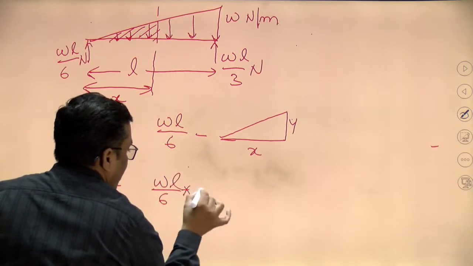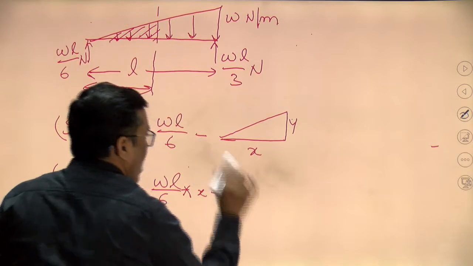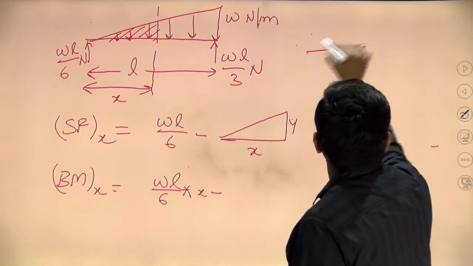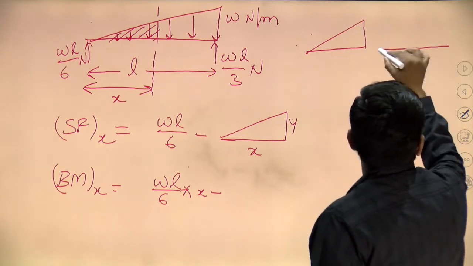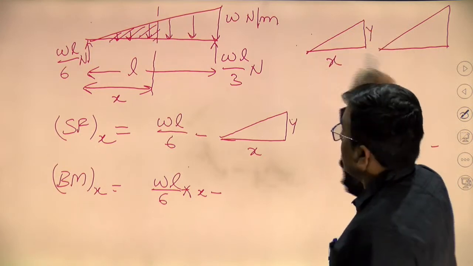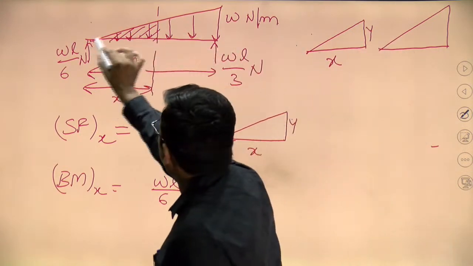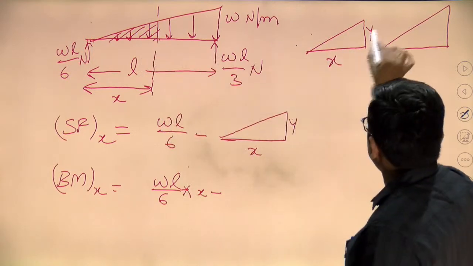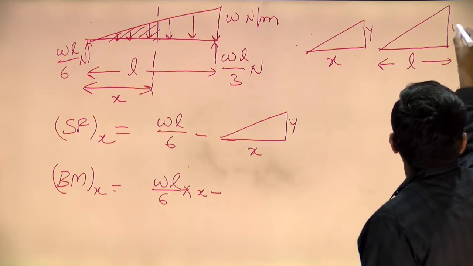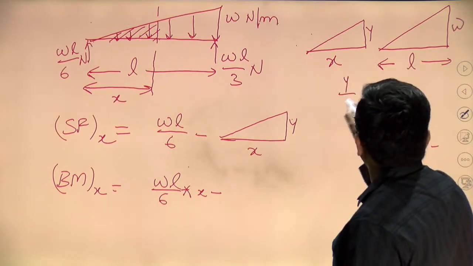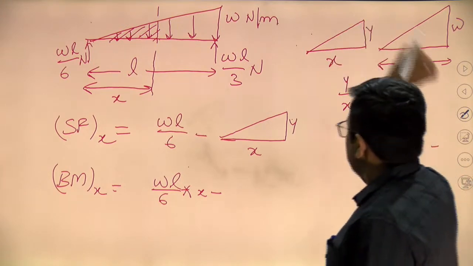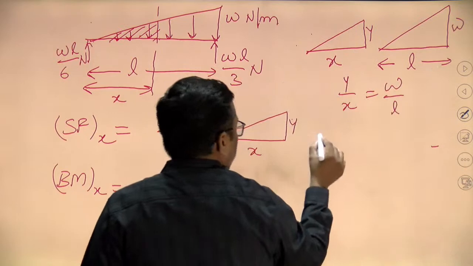This will be WL/6 into x minus, now let me find out this load. For finding out this particular load, I will be using the property of similar triangle. This is x, this is y. कहाँ से कहाँ तक का लिया है मैंने? इस पॉइंट से लेके सेक्शन प्लेन तक का x डिस्टेंस पर y, और ये मैंने पूरा ट्राइंगल ले लिया L and W. So what can I write? Y upon x equal to W by L. And for treating the UVL, what can I write here?